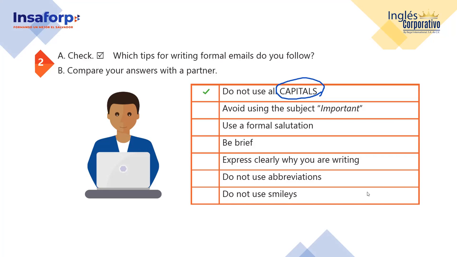Then we have, avoid using the subject important. Why do you think this is a tip? Maybe when you write the name of Amy, you better use the name or the reason why you are writing as the subject. But when you write important, sometimes it is not something objective. Maybe it is important for you, but for the other person, it is not important, or the other way around. So you better write the subject, the one that is the correct one, right?